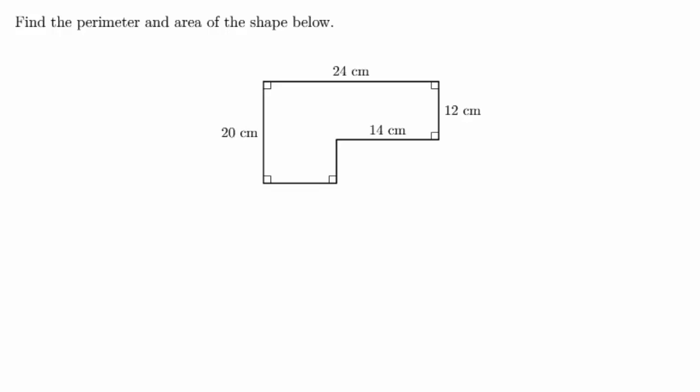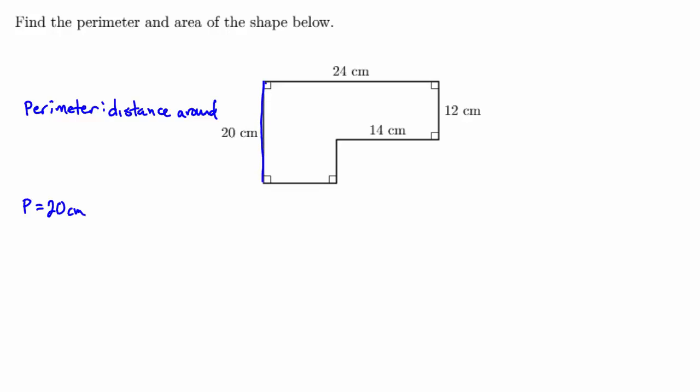So let's start, and I'll use P here for perimeter. And again, our perimeter is the distance around. So I'll start on this side, on the left side, where I have 20 centimeters. And I'll include my units here. So I'll have 20 centimeters for the first one.